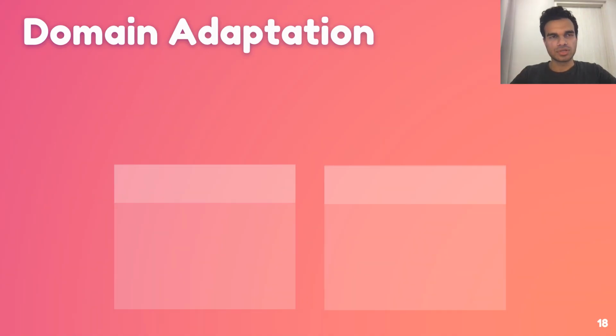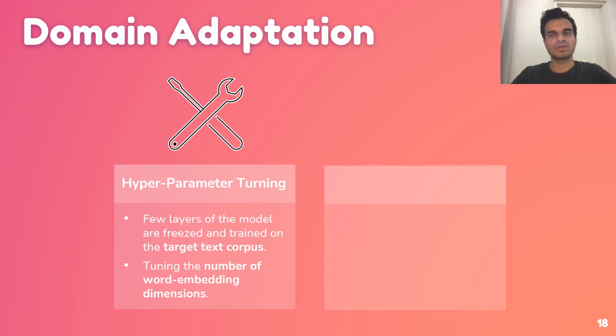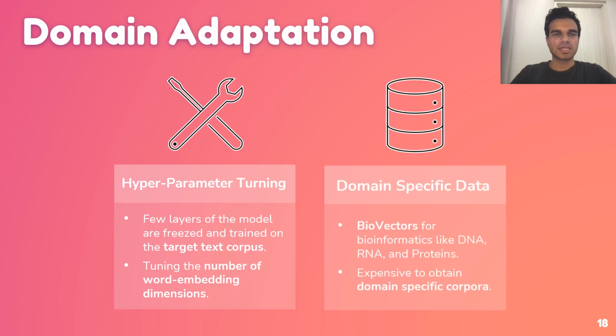There are two approaches to deal with domain adaptation. The first one is hyperparameter tuning. Fine-tuning is done in a few ways. Firstly, a few layers of the model are frozen and the rest trained on the target text corpus. Secondly, another method is tuning the number of word embedding dimensions to fit the target domain, which can also be beneficial. The second approach is using domain-specific data.